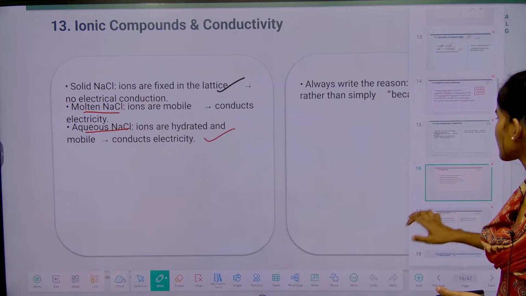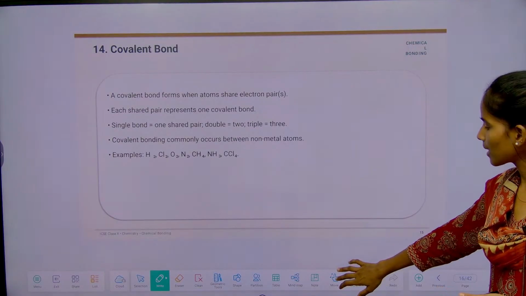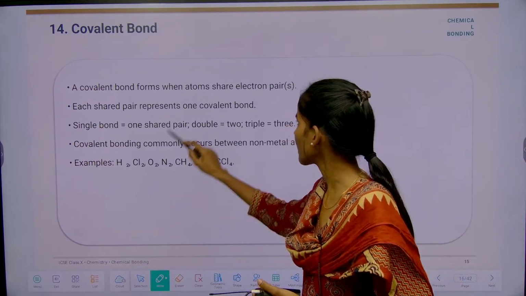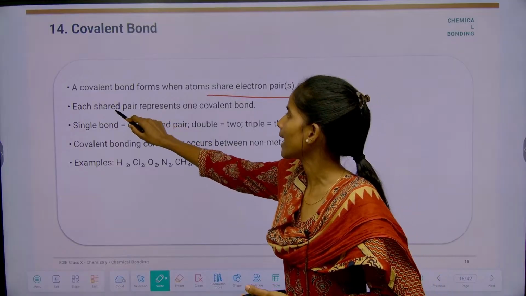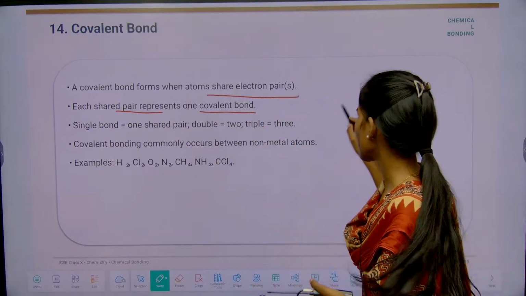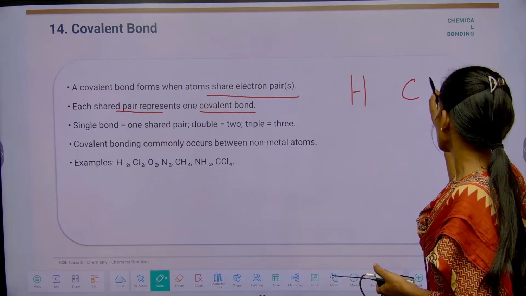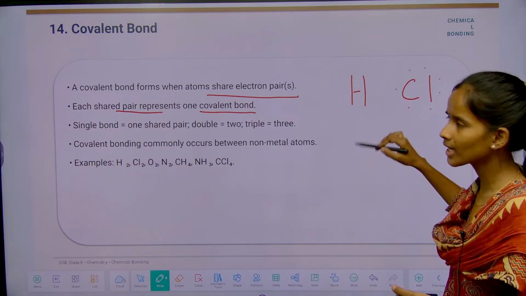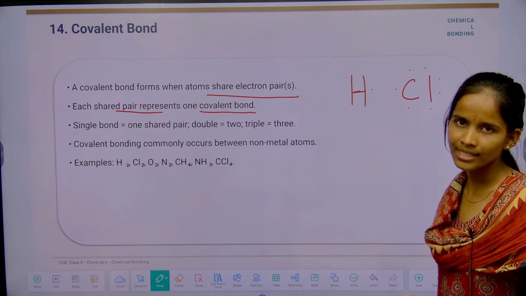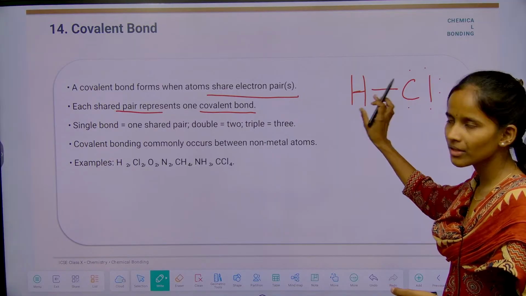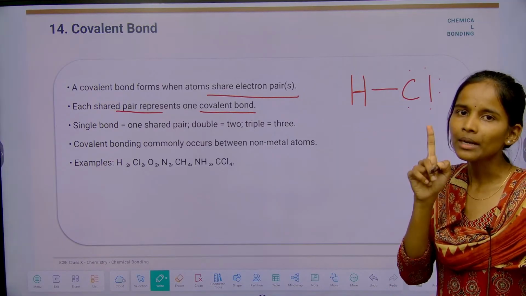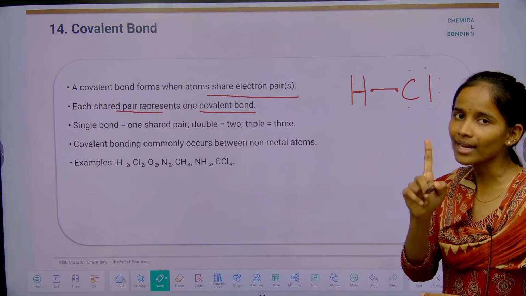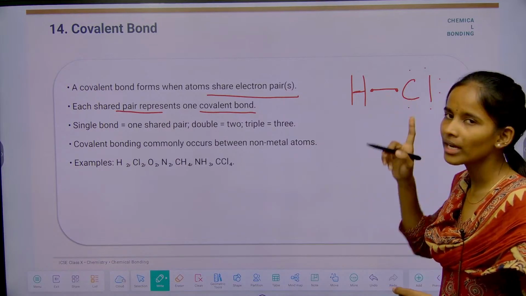Next, we have already discussed covalent compounds, right? Covalent compound is nothing but sharing of electrons. A covalent compound forms due to the sharing of electrons, and each shared pair represents one covalent bond. We have already discussed hydrogen and chlorine. Chlorine has 7 valence electrons, 1, 2, 3, 4, 5, 6 and the 7th one here. Hydrogen has only 1 valence electron. So by sharing 2 electrons between hydrogen and chlorine, we get one covalent bond. 2 electrons are shared between these two, meaning 1 electron pair is shared, so we get only one covalent bond.